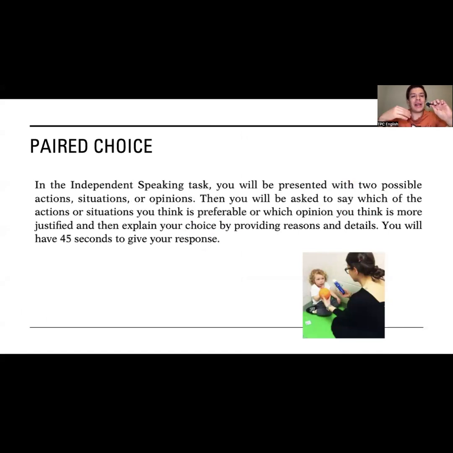So we're going to start with the pair choice. Please read with me. In the independent speaking task, you will be presented with two possible actions, situations, or opinions. Then you will be asked to say which of the actions or situations you think is preferable. In other words, they're going to give you two options. You need to pick one, the one that you prefer, or which opinion you think is more justified, and then explain your choice by providing reasons and details.